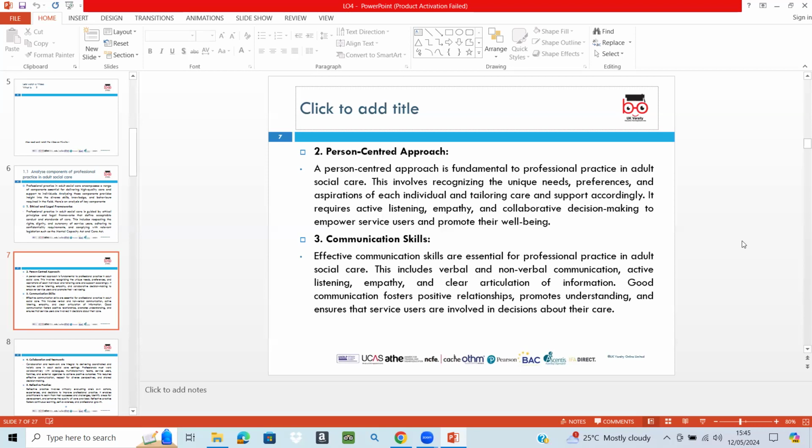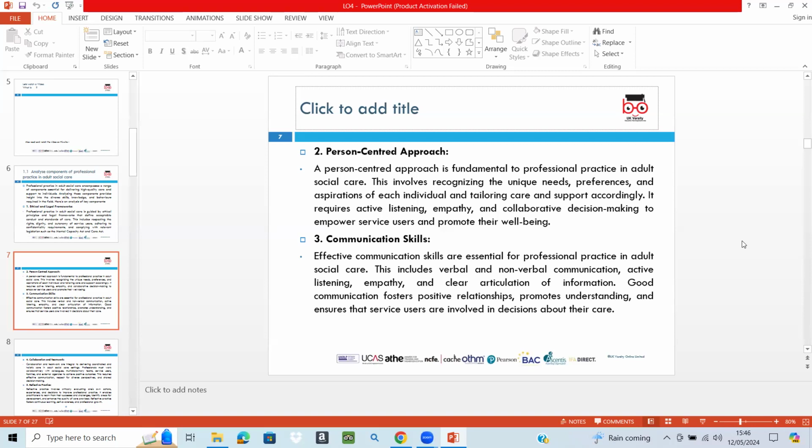Then we have communication skills. Effective communication skills are essential for building positive relationships, fostering understanding, and involving service users in their care decisions. Practitioners must be proficient in both verbal and non-verbal communication, actively listen to service users, demonstrate empathy, and convey information clearly and effectively to ensure effective care delivery.